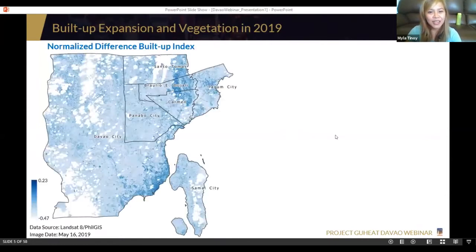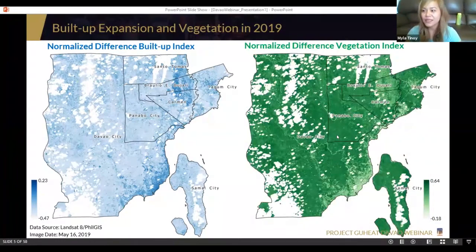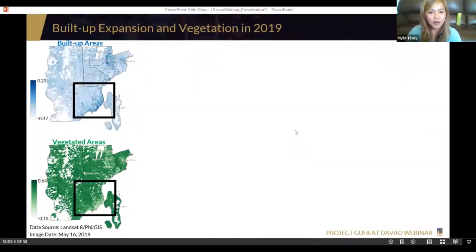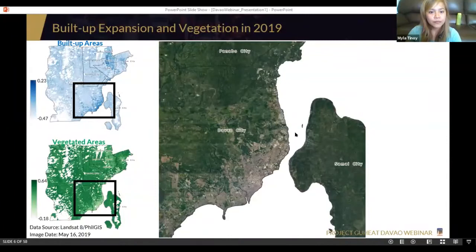Here is the derived normalized difference built-up index, or NDBI, which highlights urban areas or developed lands. And here is the normalized difference vegetation index, which quantifies vegetation or plant greenness. NDVI is usually used to monitor vegetation health. Let's do a brief comparison in this area. As you can see, urban effects on the environment are present to a greater extent in Davao City and lesser extent in Samal City and Panabo City.